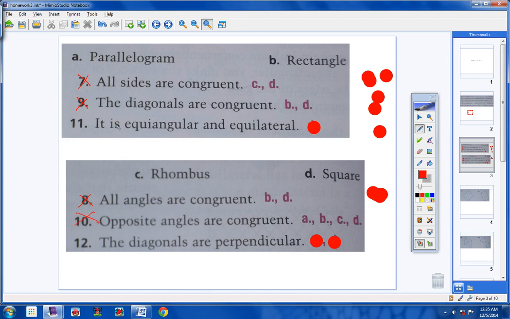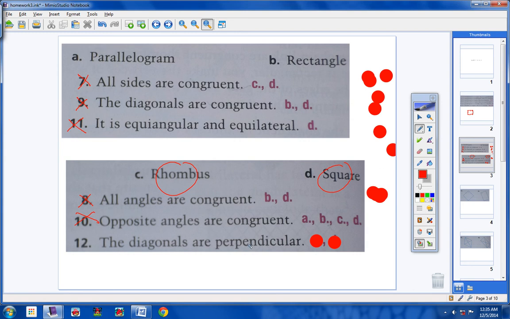Okay, number 11. It is equiangular and equilateral. That would be a square, because a square and a rhombus are both equilateral. They have 4 congruent sides. However, a rhombus does not necessarily have 4 congruent angles. A rhombus could look like this. And that's definitely not 4 congruent angles, but a square has 4 congruent angles, so it has to be a square. Letter D.